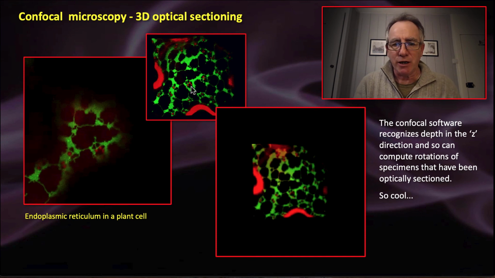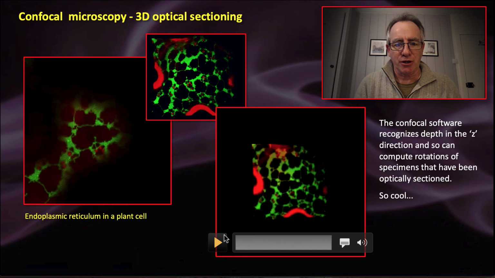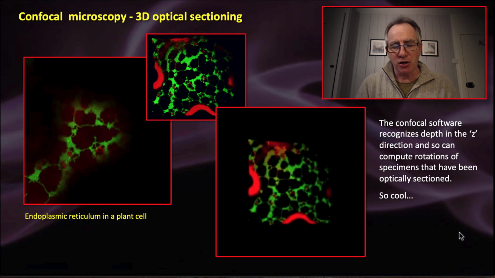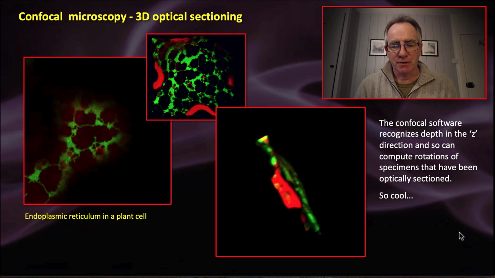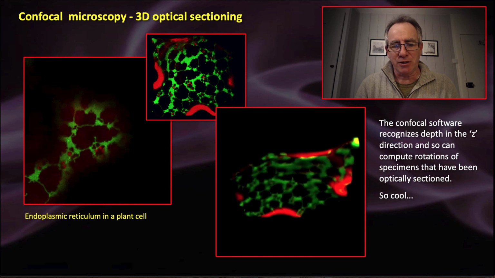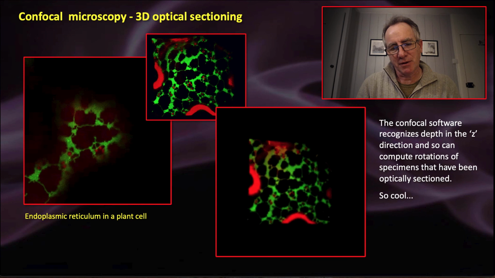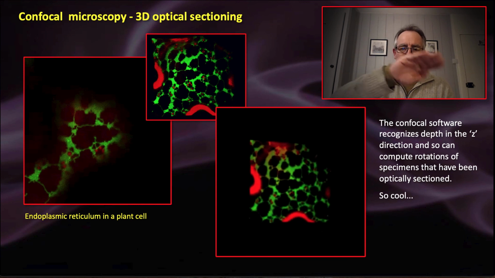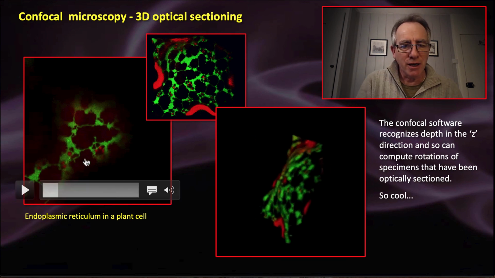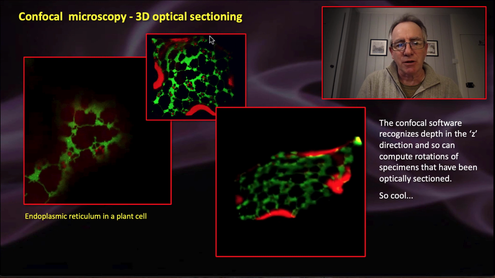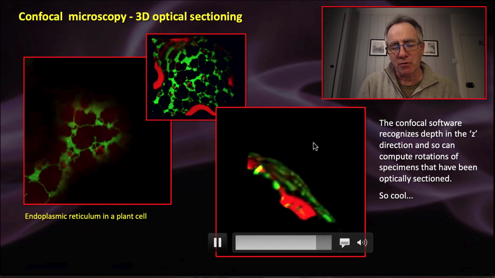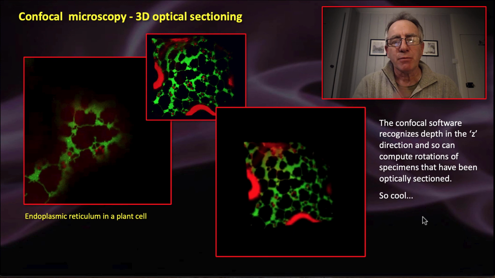So what it can do, as well as projecting the image like this, is that it can compute rotations of the specimen that have been optically sectioned. And I'll just show you a movie of that. Look at this. You can really start to see the three-dimensionality of the endoplasmic reticulum. You can see that the surface of the leaf is slightly curving. So from individual optical sections to a 3D projection to a 3D rotation, all from a living sample.